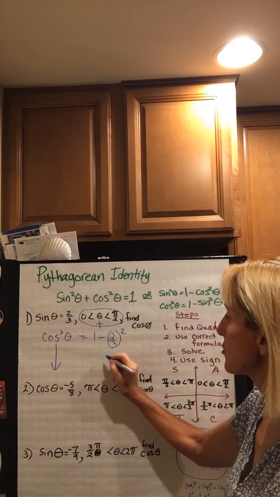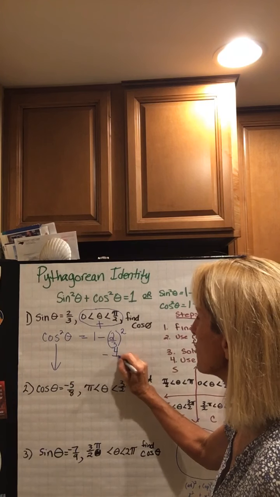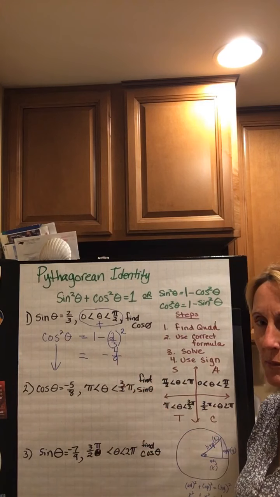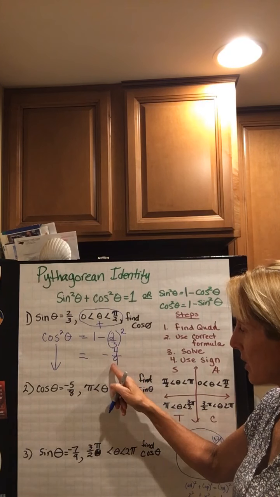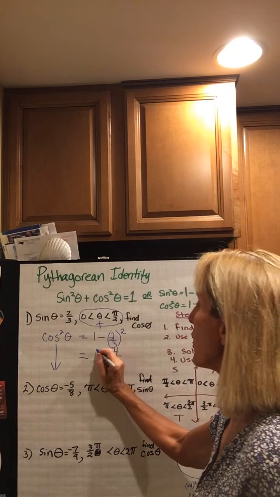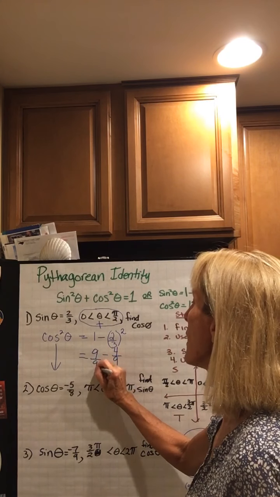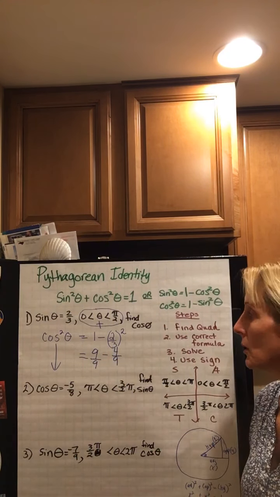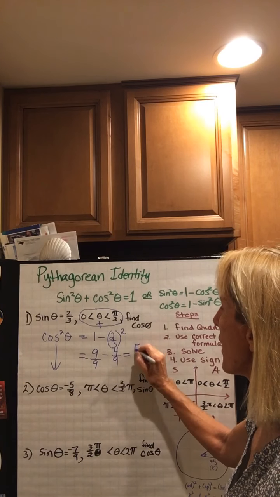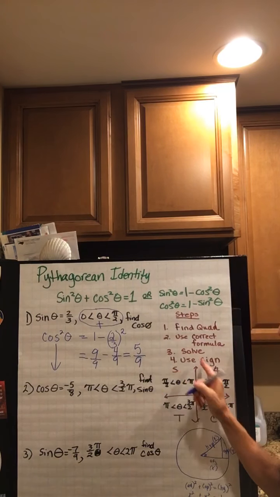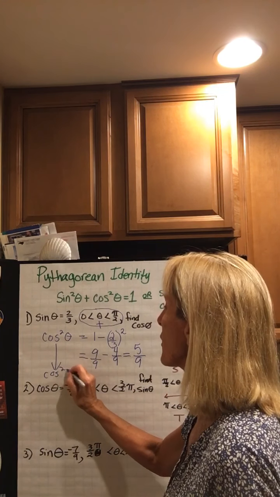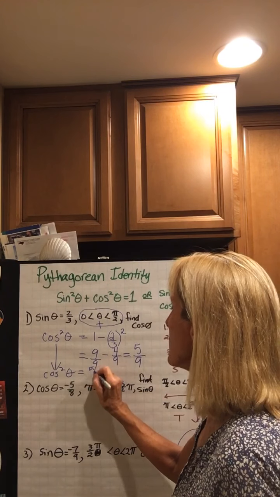If I square 2/3, I know that's going to give me 4/9. And in order for me to do subtraction here, I need to have a common denominator. So since I need my common denominator to be 9, I'm just going to change 1 to 9 over 9, because 9 over 9 equals 1. So now I'm going to subtract. So when I subtract 9/9 minus 4/9, I get 5/9, because by the way, that was step 3. So now I'm left with cosine squared theta equals 5/9.